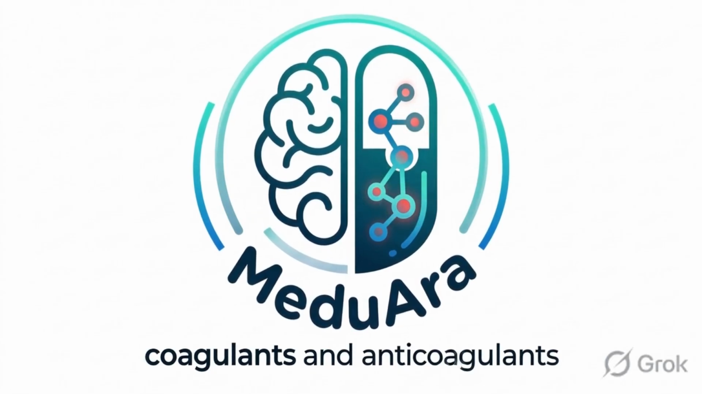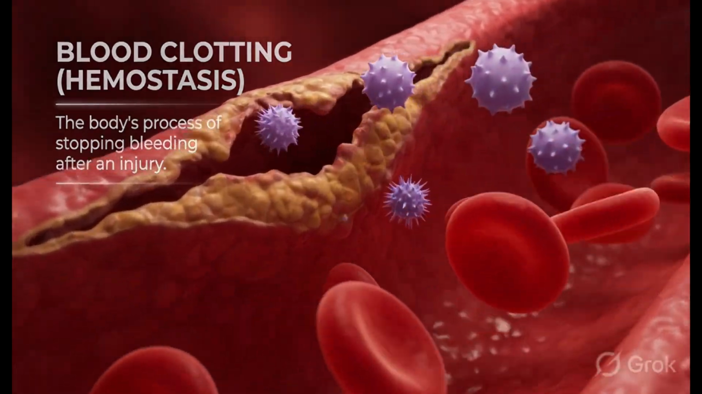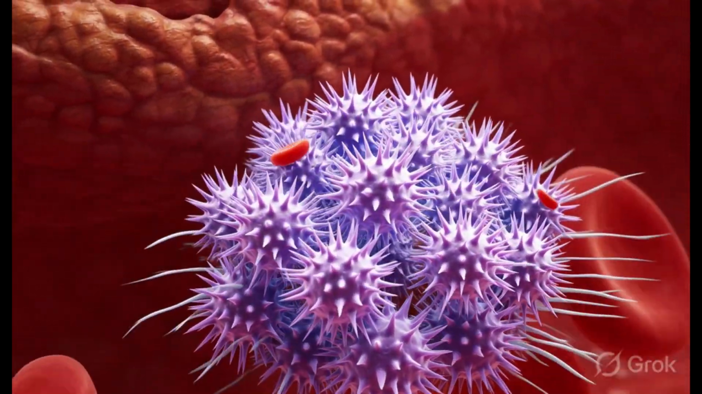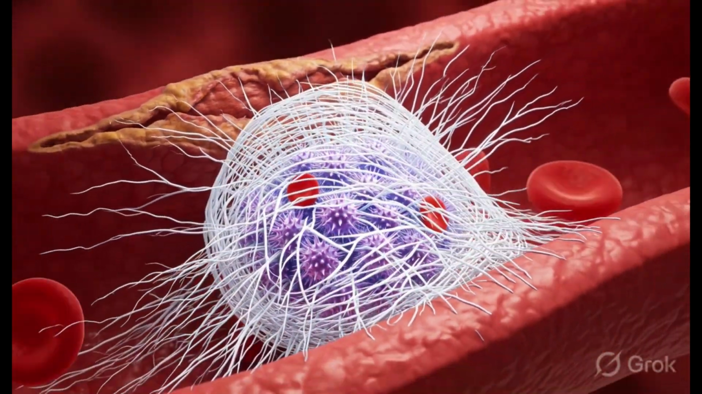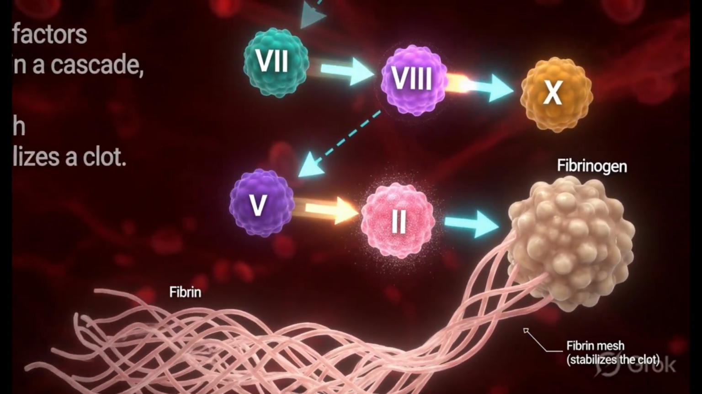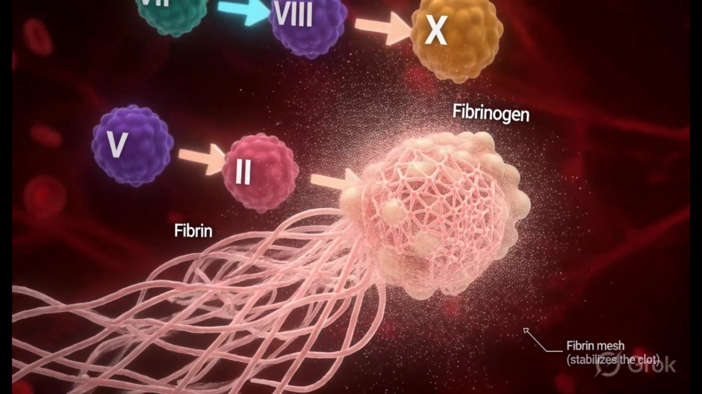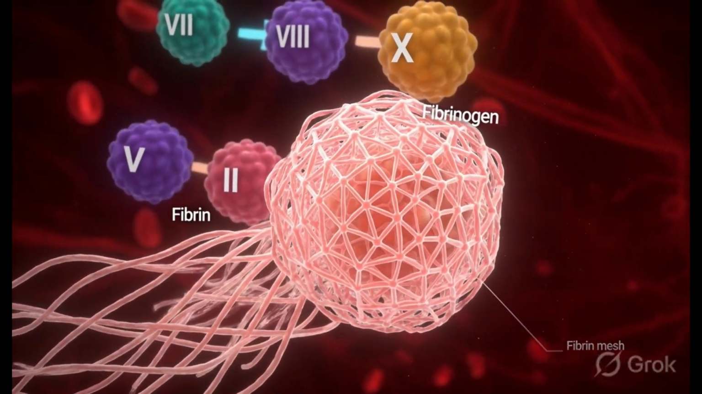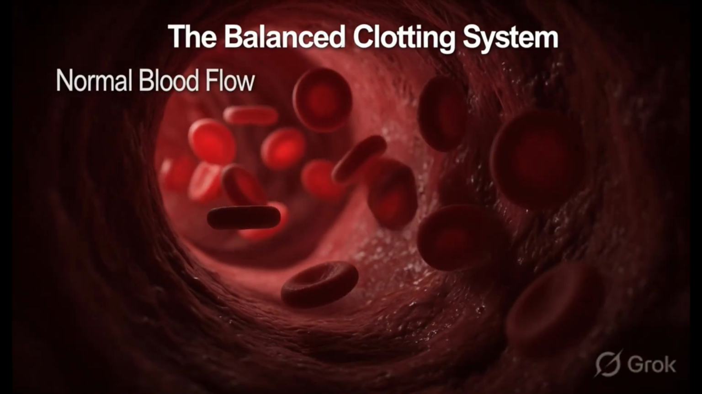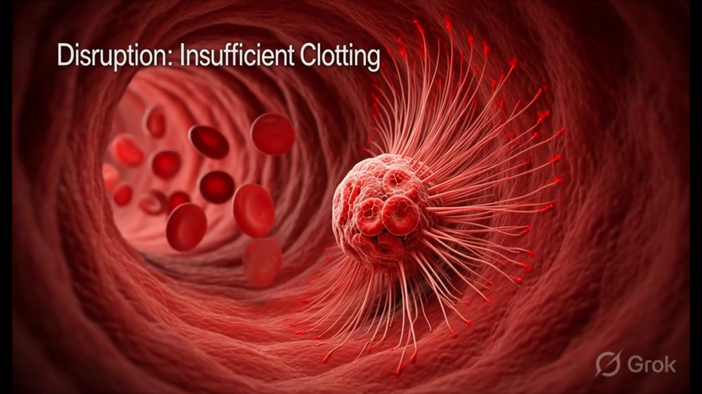In this video, we take a detailed look at two opposing classes of drugs that regulate blood clotting, coagulants and anticoagulants. Blood clotting, or hemostasis, is the body's process of stopping bleeding after an injury. It depends on a sequence of clotting factors that activate one another in a cascade, ultimately converting fibrinogen into fibrin, which forms the mesh that stabilizes a clot. This system is normally balanced. Clots form when needed to stop bleeding and are broken down once healing is complete.